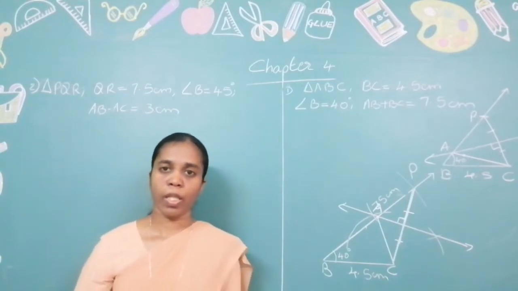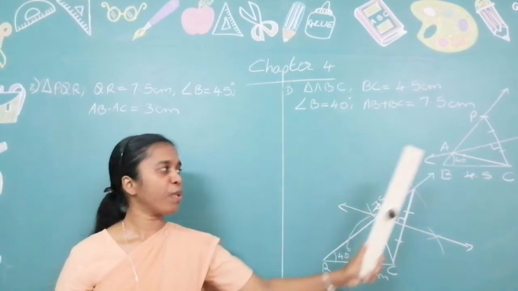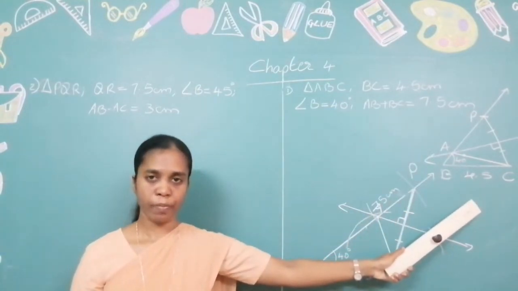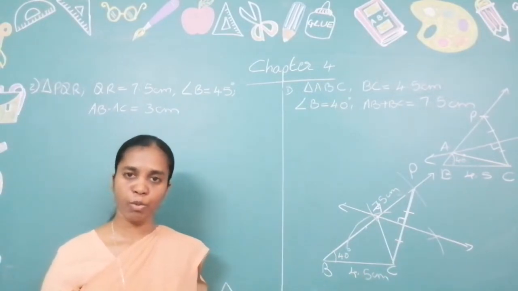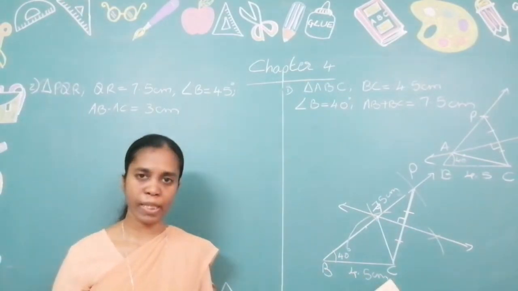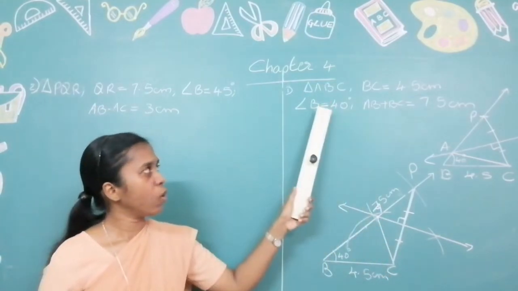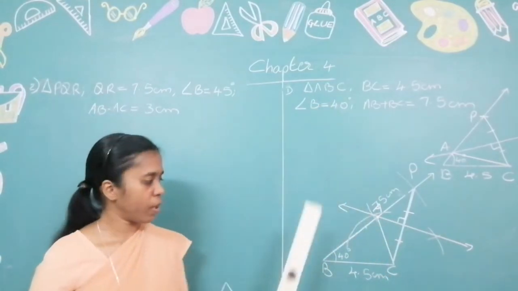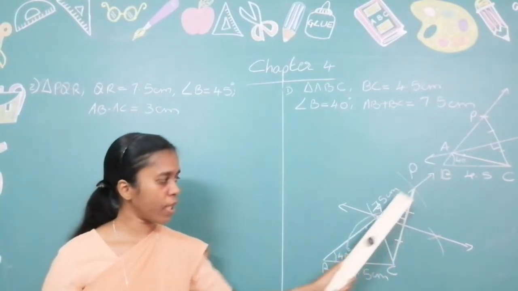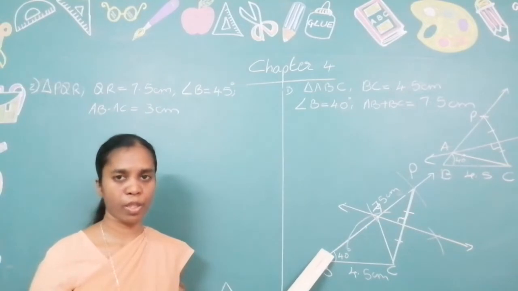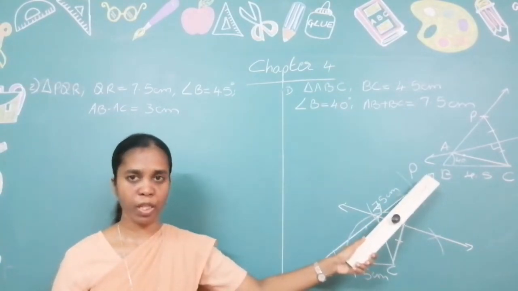Now once again, let us revise the steps. First, draw the rough diagram. Looking at the rough diagram, we will construct a triangle. First, draw the base with whatever measure is given to us. Then, look at the next measure that is given, angle B. So keep it at B, check for 40 degrees, draw the ray passing through the 40 degree mark. Extend it as much as you feel required.